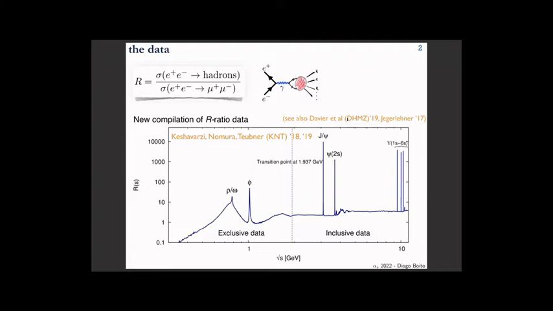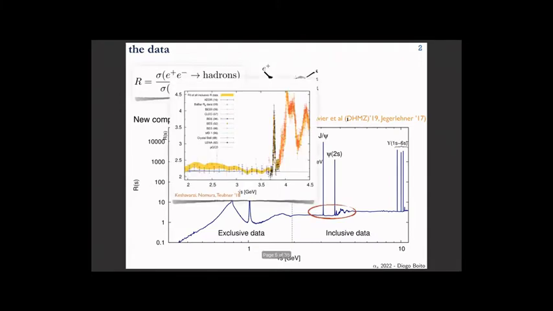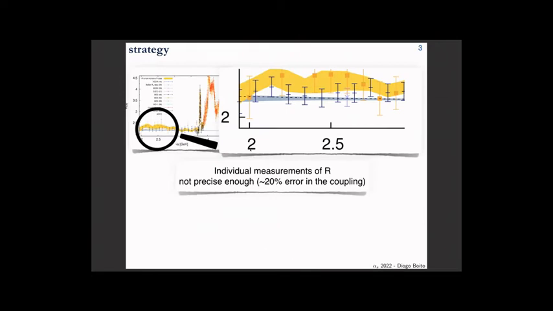I should remind you that this is a combination of many data sets. They combine this with the statistical procedure to then get what in this plot is shown as this yellow line, this yellow band. So this gives the combination of the data. This is the ideal thing if you need to integrate the data. And as I'm going to discuss, this is the best thing to do, precisely because individual measurements of R are not precise enough to get alpha S.